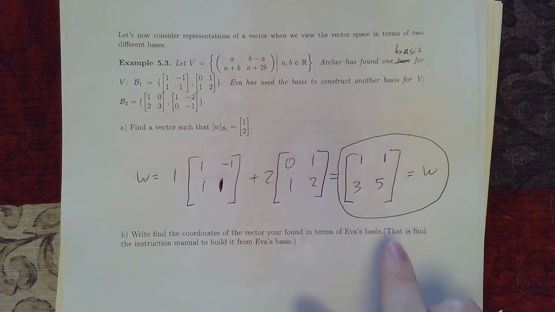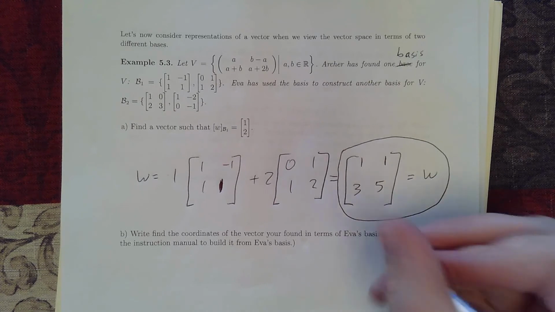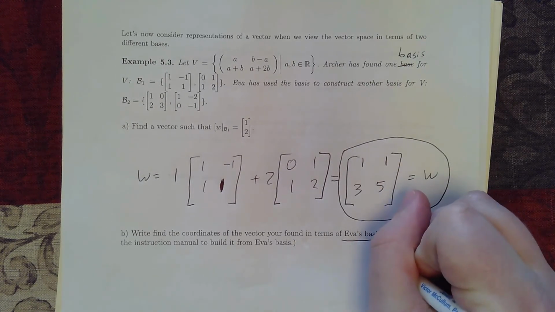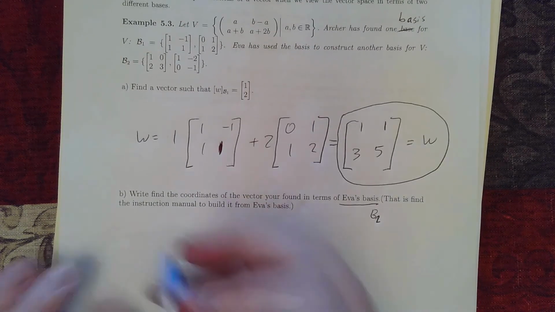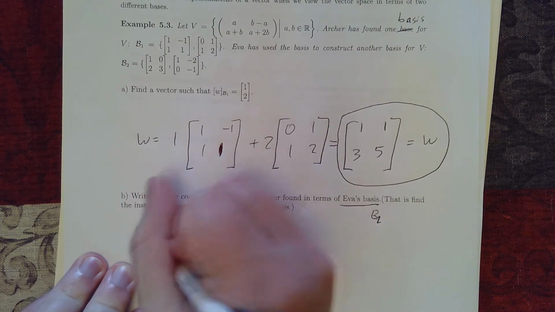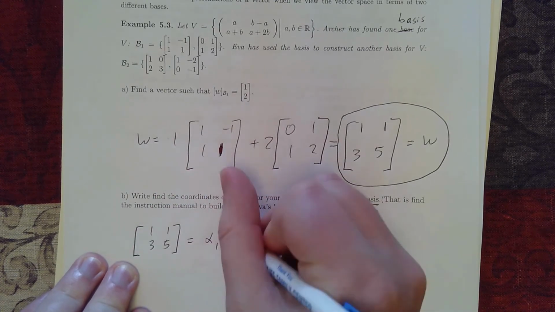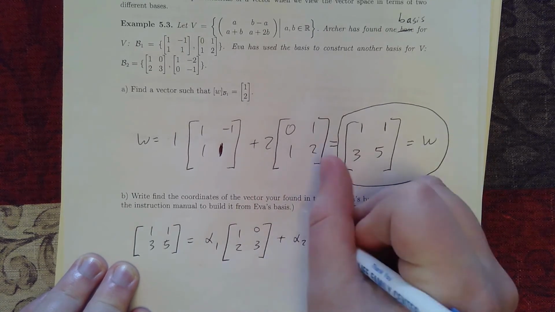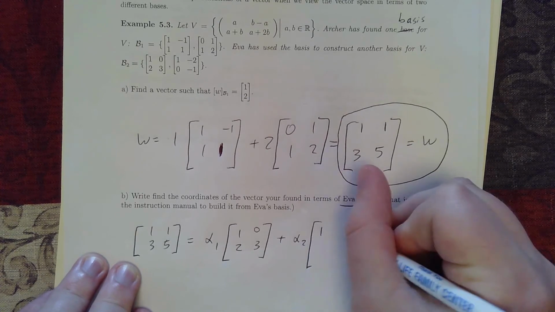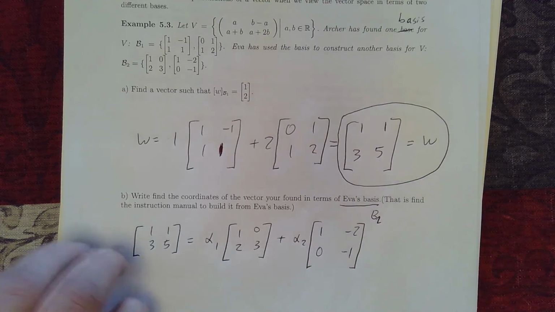We now want to be able to find coordinates for this vector in terms of the second basis, B2. So what we'll do is we'll take 1, 1, 3, 5 and try to write it as alpha 1 times 1, 0, 2, 3 plus alpha 2 times 1, negative 2, 0, negative 1. So using that second basis.